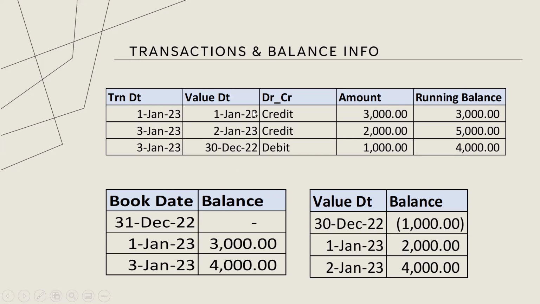On 1st January value date, there was a 3,000 credit, and previously it was 1,000 negative, so with the 3,000 credit it makes 2,000 positive. And on 2nd January, another 2,000 got credited. Now the closing balance as of 2nd January value date is 4,000. If you look at the final, the closing balance at the last leg is the same. So 2nd January here it is 4,000, but in the booking date balance, 2nd January balance was 3,000. On 3rd January it has become 4,000. So at the last leg it is the same, but the dates are different, the balances are different.